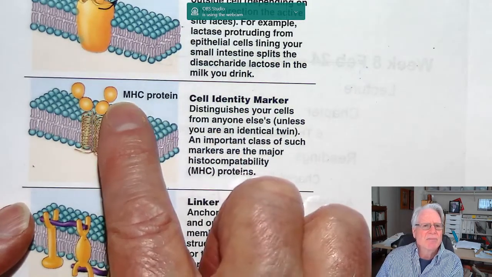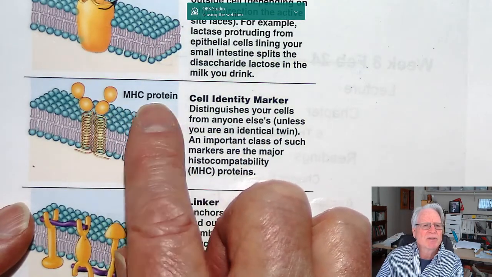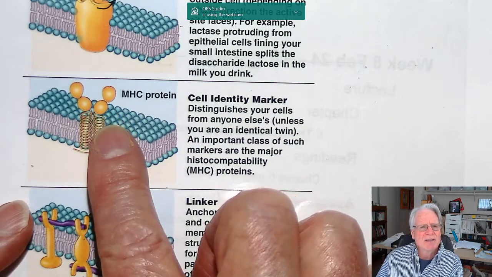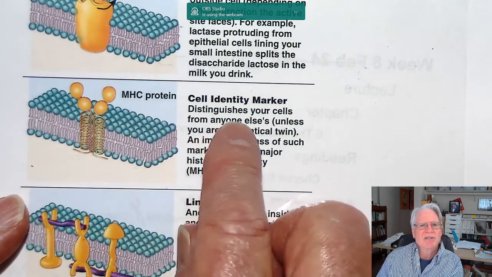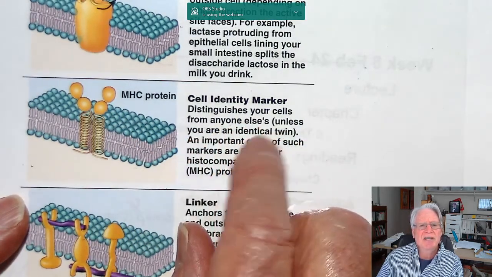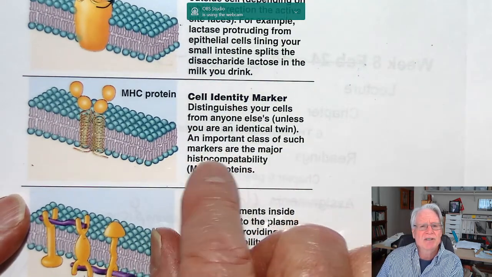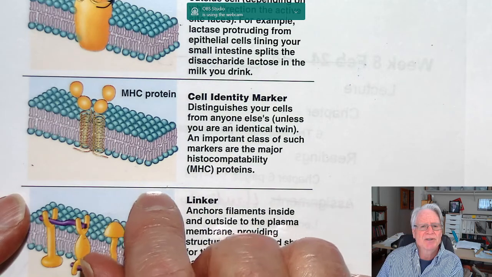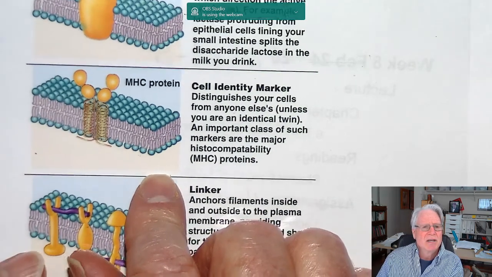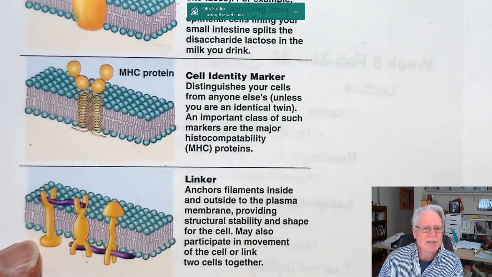Here are my cell identity marker proteins. They're using MHC proteins, the ones we talked about, as an example. So it distinguishes your cells from anyone else's cells. And so one of the classes we talked about here was these major histocompatibility proteins. Not the only example, just one example.